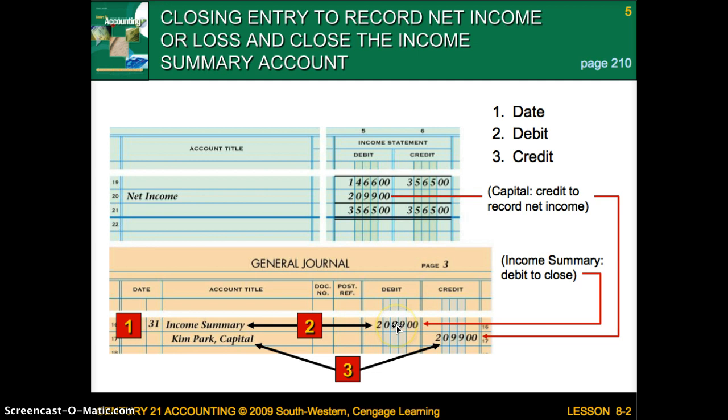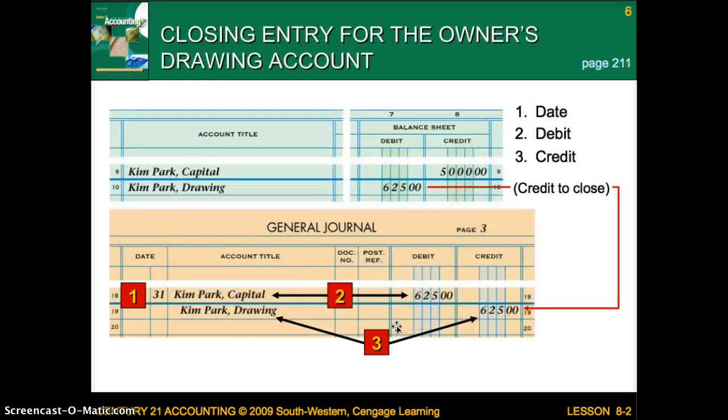And then again we're going to close the income summary, which will be a debit. Okay, closing entry for the owner's drawing account. Here we had a debit of our Kim Park drawing. It was a debit of $625, so now we need to credit our $625 here.